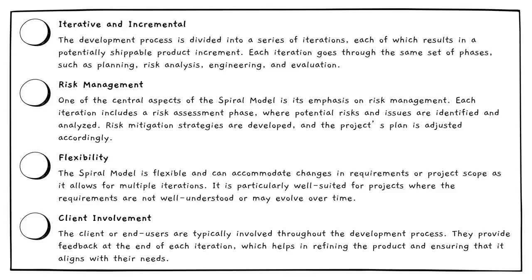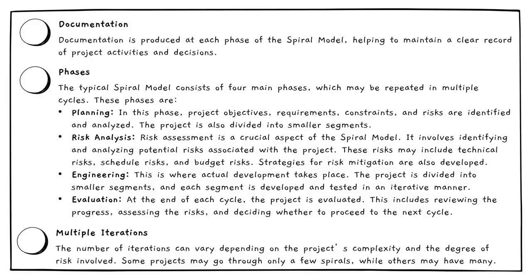Flexibility. The spiral model is flexible and can accommodate changes in requirements or project scope, as it allows for multiple iterations. It is particularly well suited for projects where the requirements are not well understood or may evolve over time. Client involvement. The client or end users are typically involved throughout the development process. They provide feedback at the end of each iteration, which helps in refining the product and ensuring that it aligns with their needs. Documentation. Documentation is produced at each phase of the spiral model, helping to maintain a clear record of project activities and decisions.